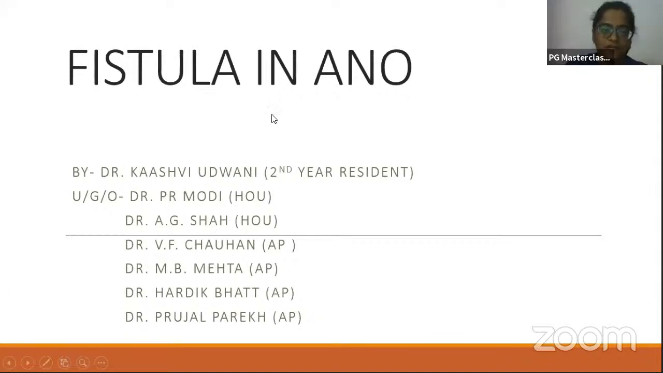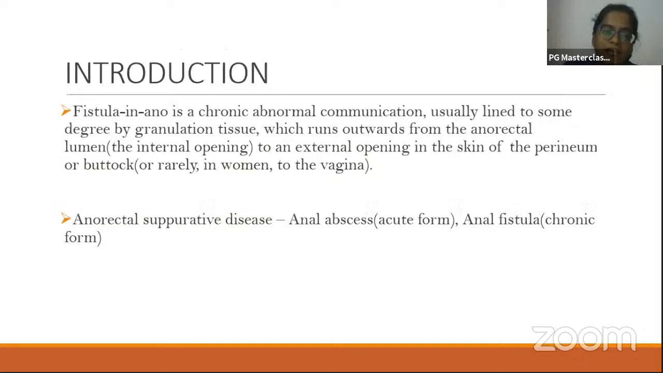Good evening everyone. The topic I'll be presenting today is fistula in ano. Starting with the introduction, fistula in ano is a chronic abnormal communication usually lined to some extent by granulation tissue, which runs outwards from the anorectal lumen, the internal opening, to an external opening in the skin of the perineum or buttock, or rarely in women to the vagina.